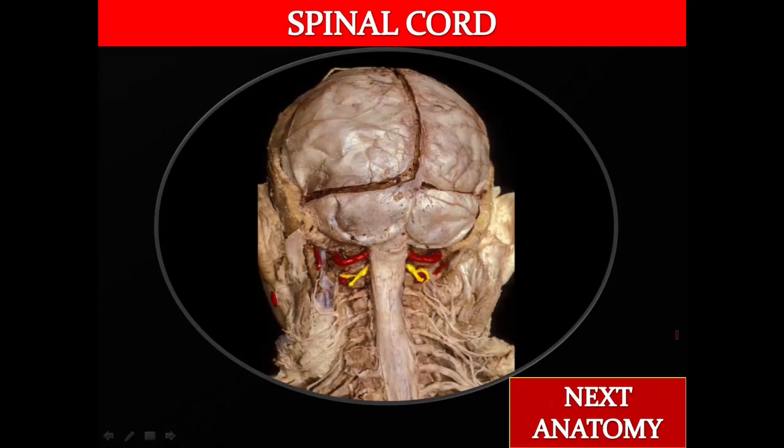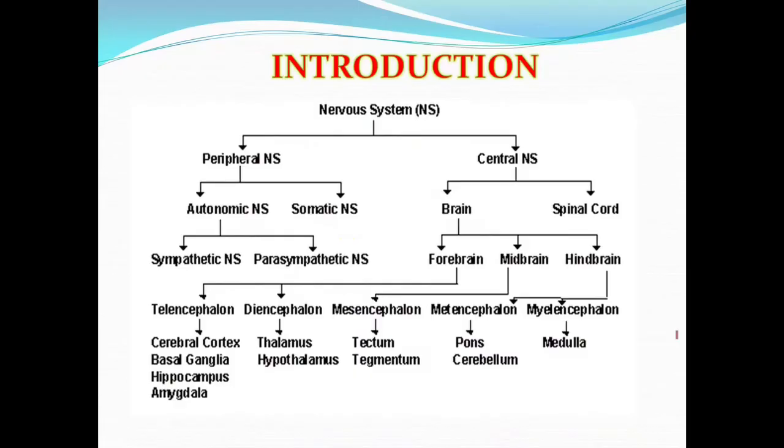Topic of discussion: spinal cord. When we talk about a little intro of the nervous system, it is classified into the peripheral nervous system and the central nervous system, which divides into the brain and spinal cord. So now the spinal cord is developing and derived from the central nervous system.